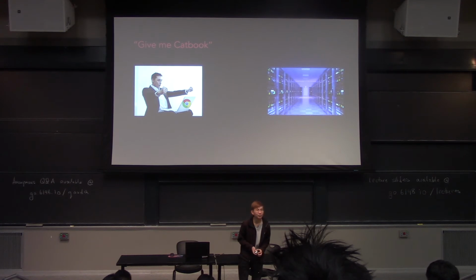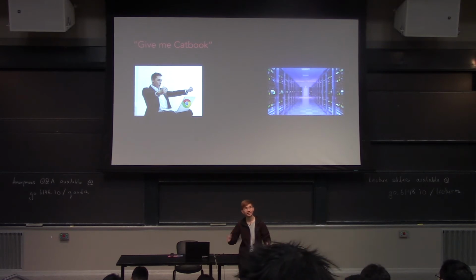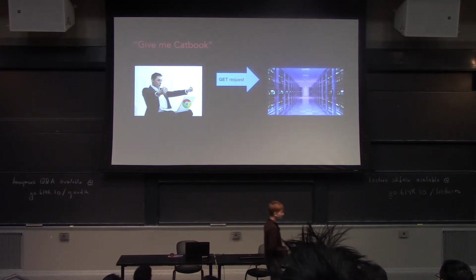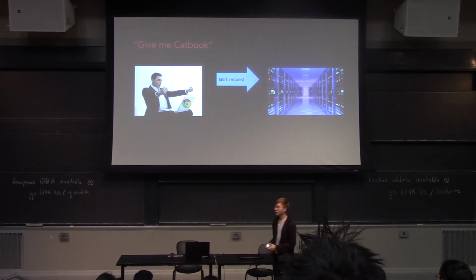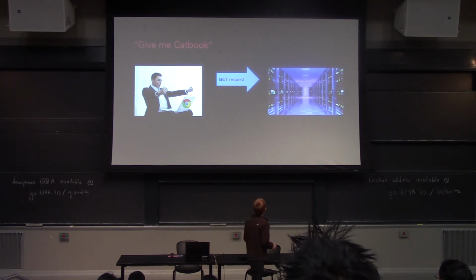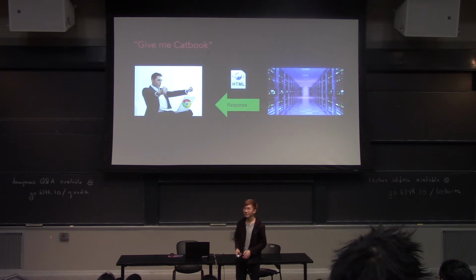Can any of you tell me what kinds of requests my browser would make to Catbook servers? You can say it out loud. Get? Yeah, it would make a GET request, right? Because you essentially want to get all of the files that you need to load or render catbook.com's website. So you send a GET request to Catbook servers, and in response you get an HTML page.